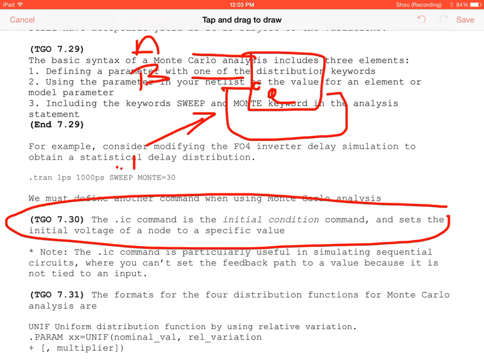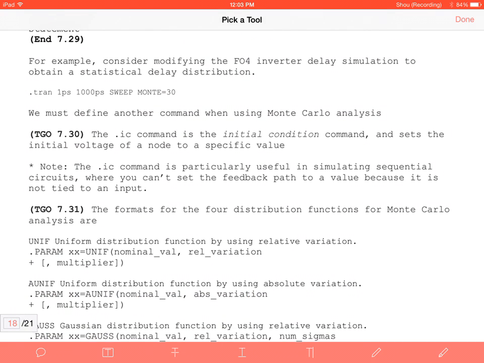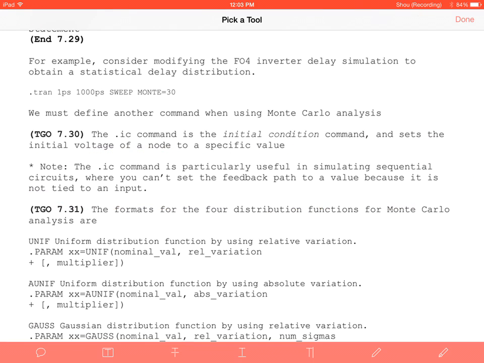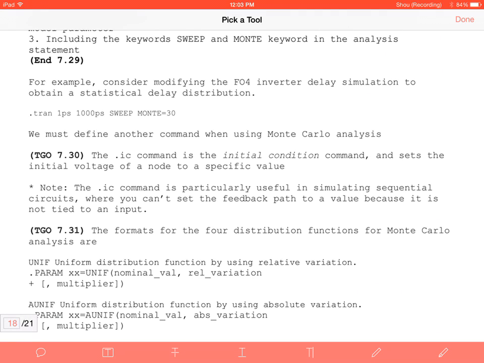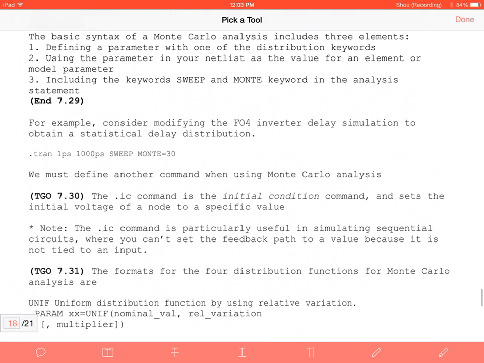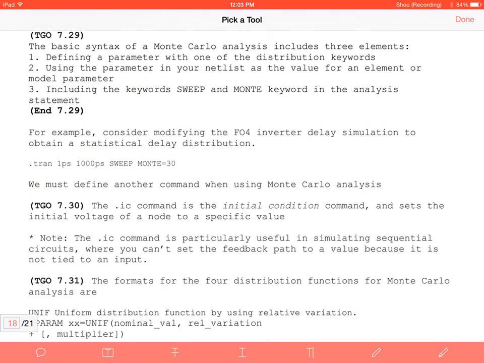So what we can do is .ic V(Q) equal to 0. As I mentioned here, it's particularly useful in simulating sequential circuits. But you can also use it to set your initial condition for anything, especially if you're performing a Monte Carlo analysis. And let me go back up here just a little bit.